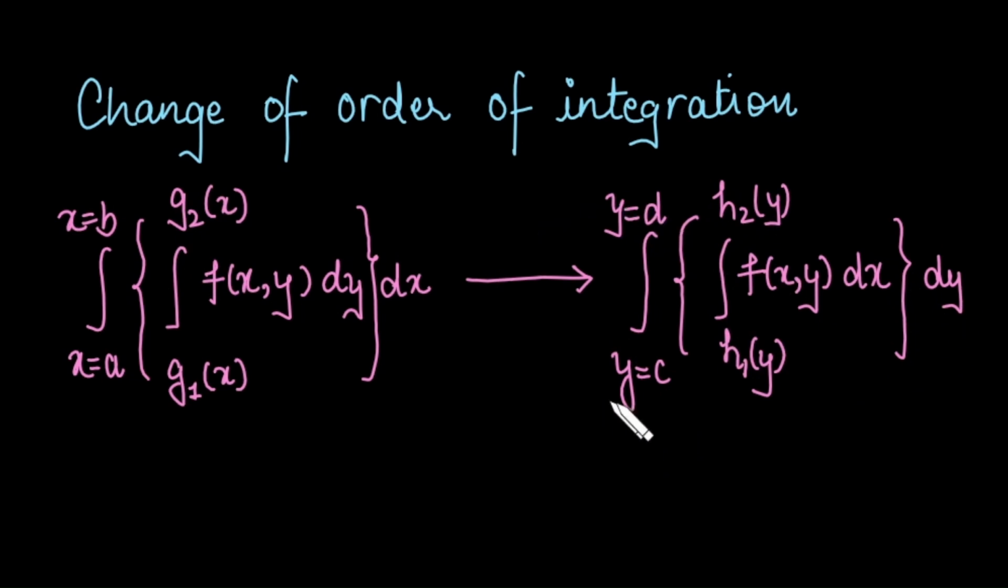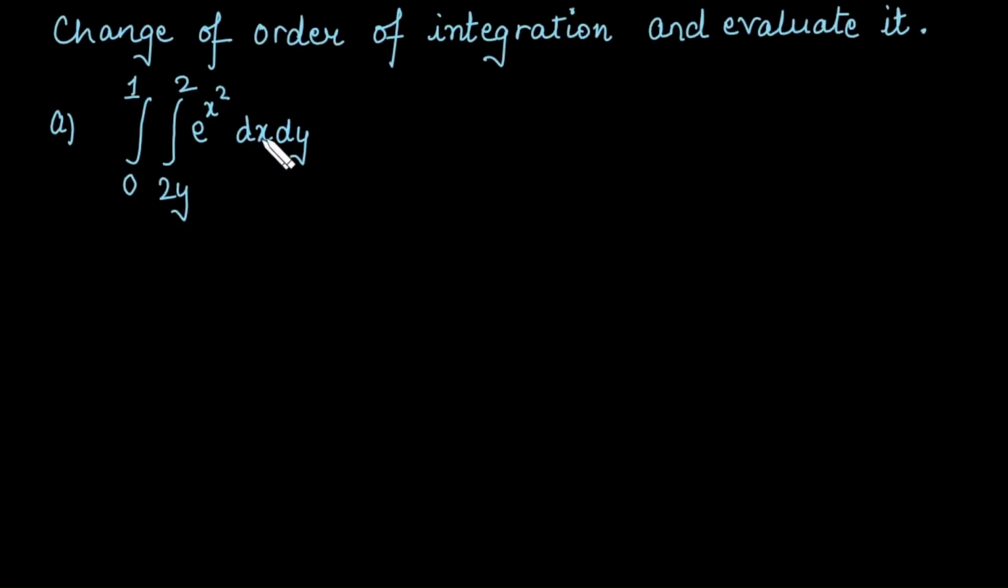Let's start with the first example. Change the order of integration and evaluate this. In this case, we have e raised to power x square function. First, we need to take the integration with respect to x. Limits are in terms of y and constant. And after that, we need to take integration with respect to y.